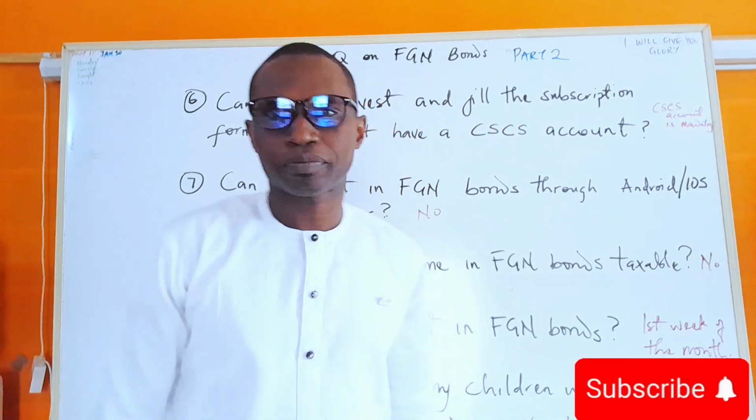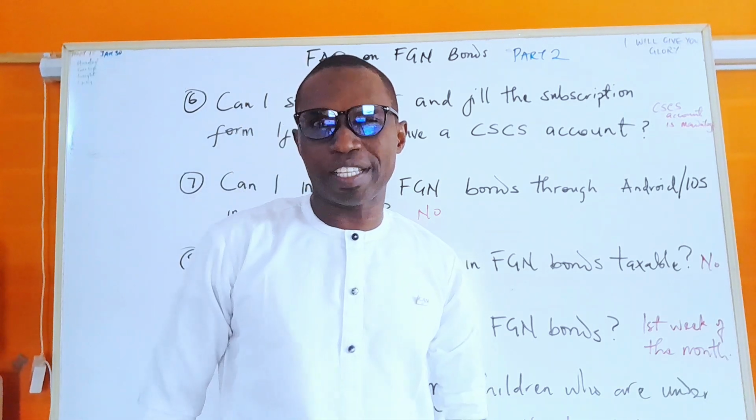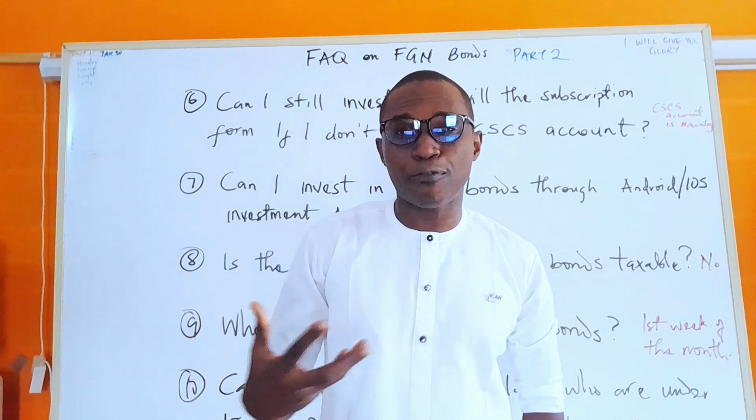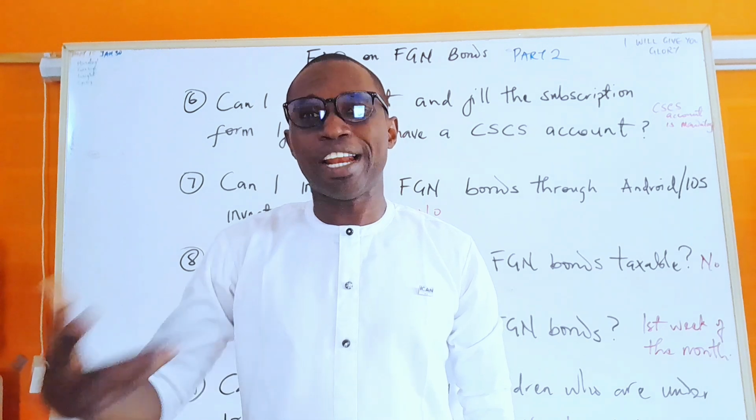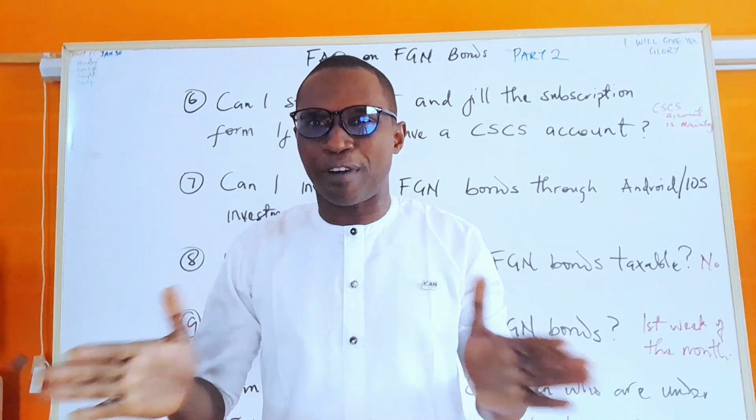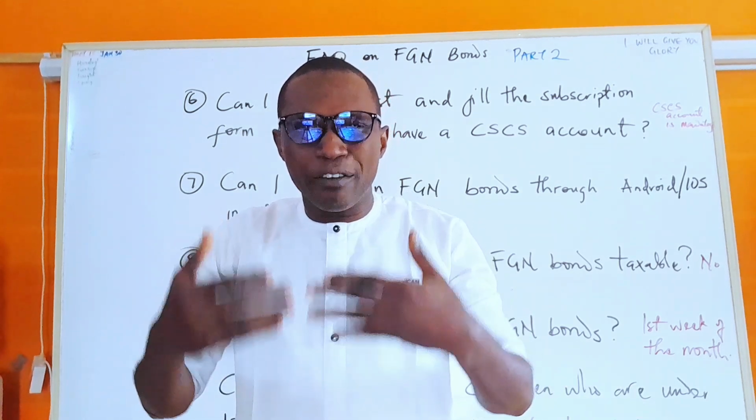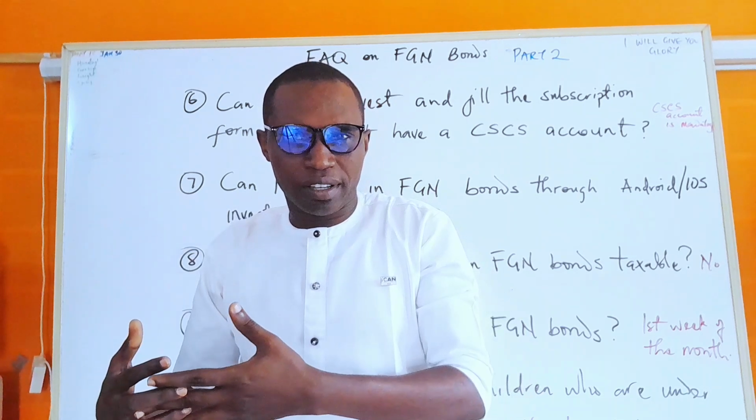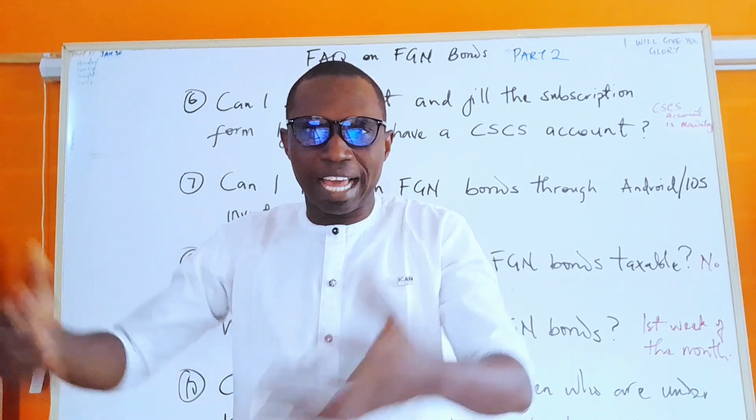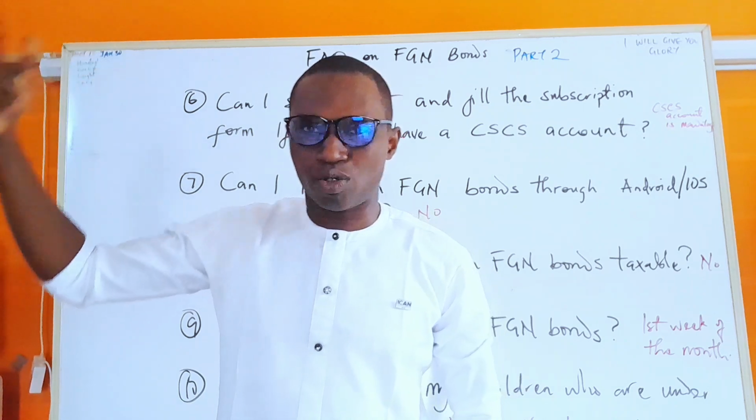Number 9. When can I invest in FGN bonds? From experience, FGN bonds usually come out, the offer for subscription is usually released, in the first week of every month. And the window usually lasts for 5 days. So always be prepared for the first week of every month. This is August now. By August 5, which is the first Monday, it's likely these offers for subscription will be out. And they've been doing this since 2017.